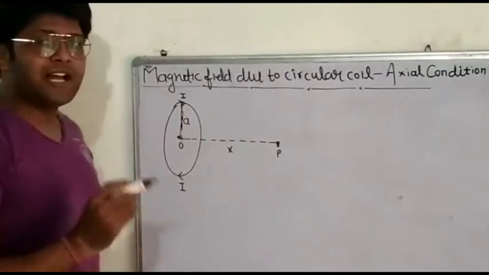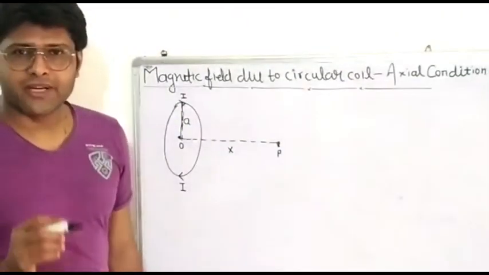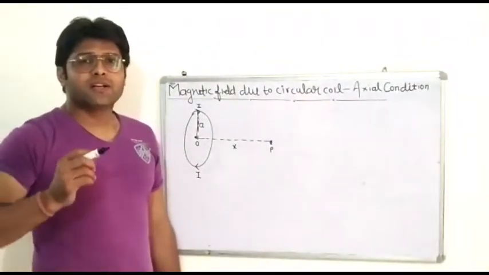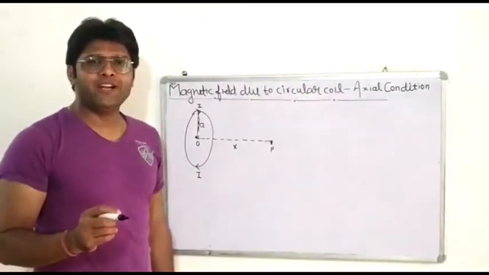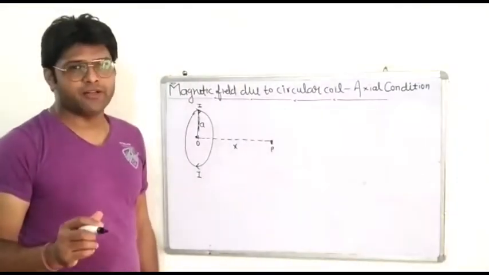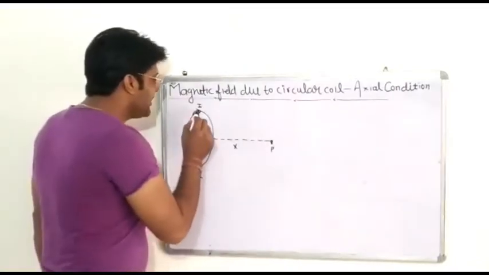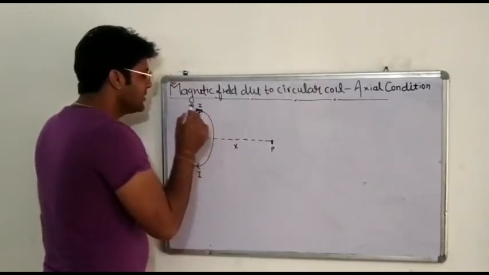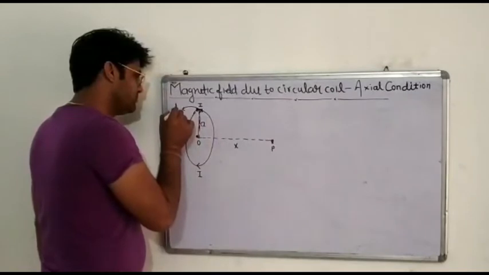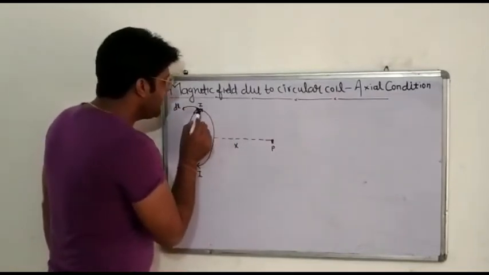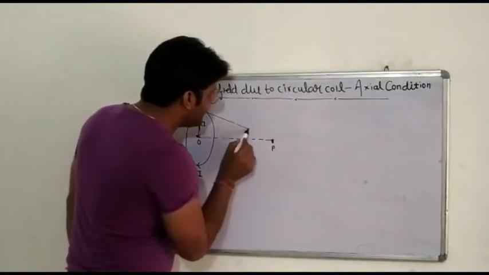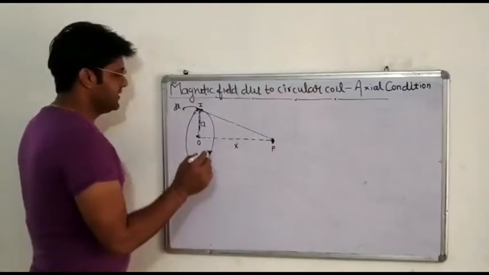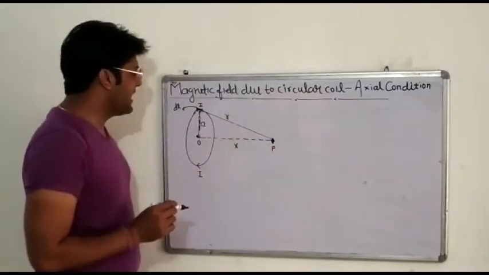Now is the time to consider a current element, because we can use Biot-Savart law. With the help of the current element we can find the magnetic field due to Biot-Savart law. Students, suppose that this is a current element dl, and we need a distance between the current element and the point at which we wish to find the magnetic field. Students, consider this distance is r.